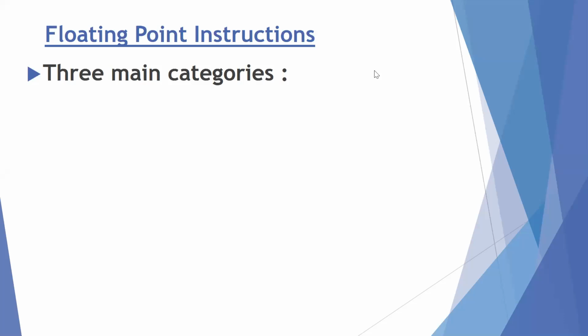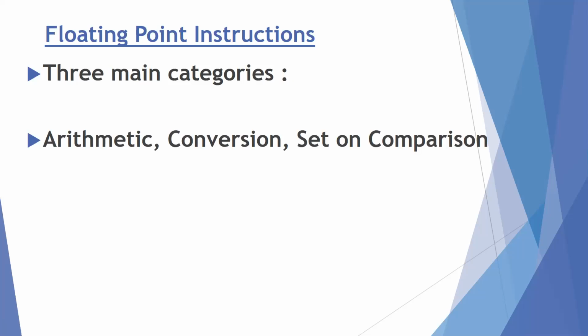Decimal numbers. Yes, you can say decimal point values. So for these decimal point values in the DLX architecture, we have a separate set of hardware and accordingly a separate set of instructions for operating on the data which is in floating point. Now when we started discussing these instructions, they had three main categories. So we had the arithmetic, we had the conversion, and we had the set on comparison.